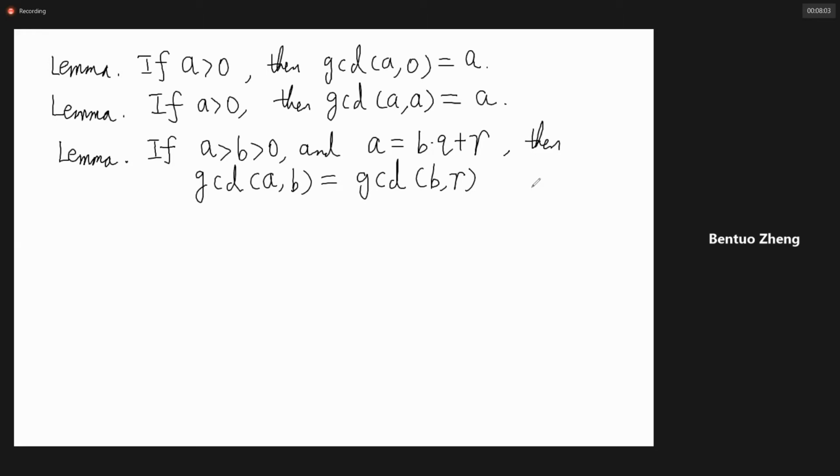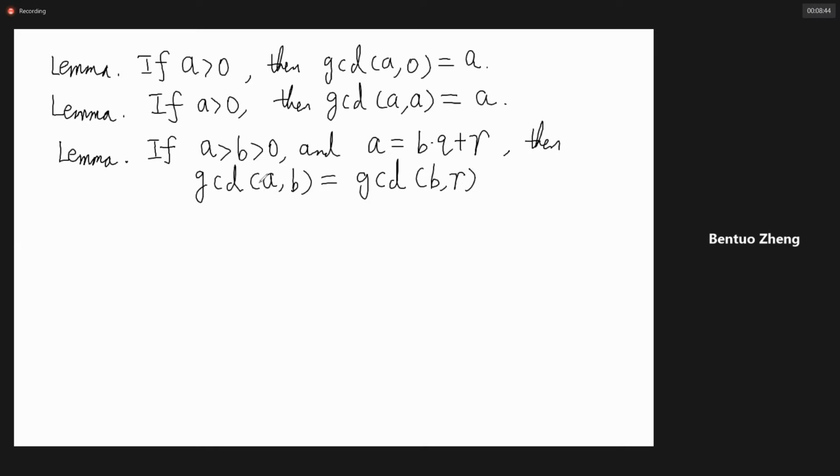Let's first look at the statement of the lemma. You have a greater than b, and when you write a as bq plus r, remember r is strictly less than b. Of course, because a is greater than b, r is less than a. So the lemma tells us the greatest common divisor of a and b is equal to the greatest common divisor of b and r. In other words, we reduce the largest number a to the remainder r, so you make it smaller.